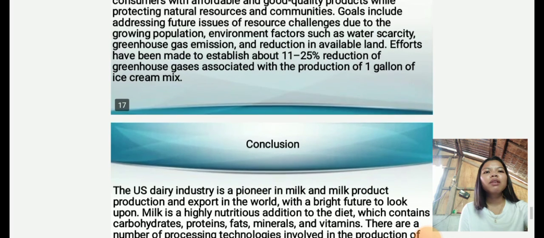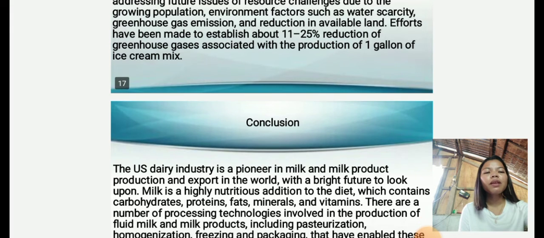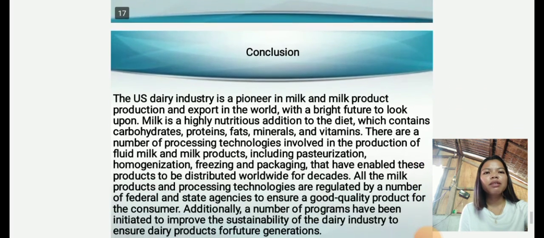Goals include addressing future issues of resource challenge due to the growing population. Environmental factors such as water scarcity, greenhouse gas emission, and reduction in available land. Efforts have been made to establish about 11 to 25% reduction of greenhouse gases associated with the production of 1 gallon of ice cream mix.